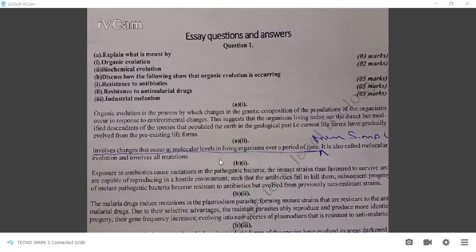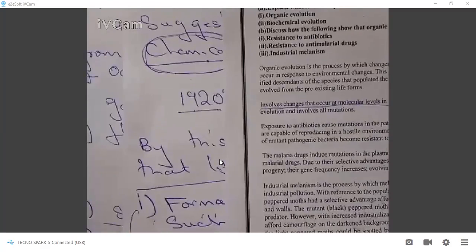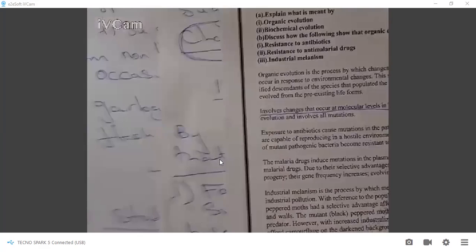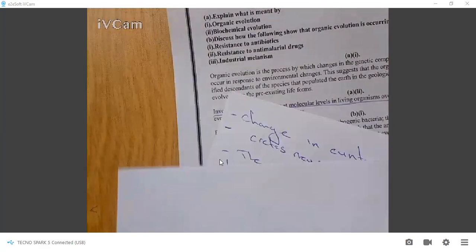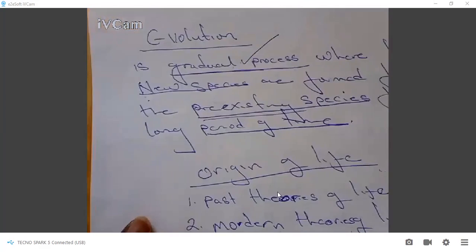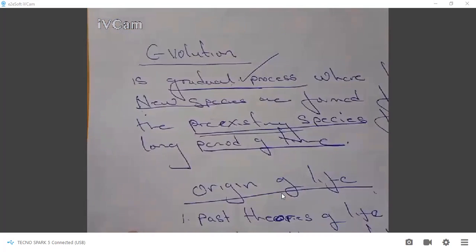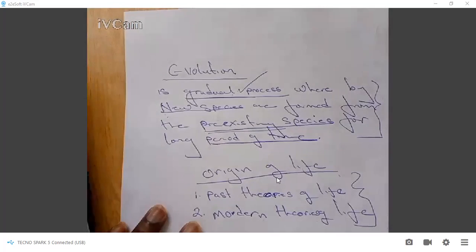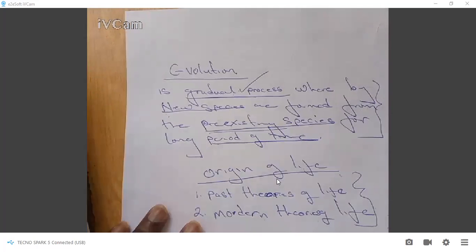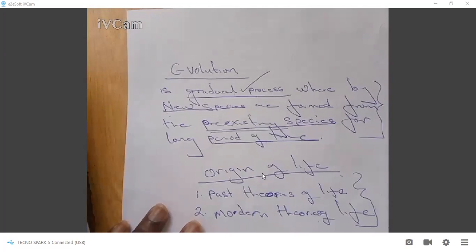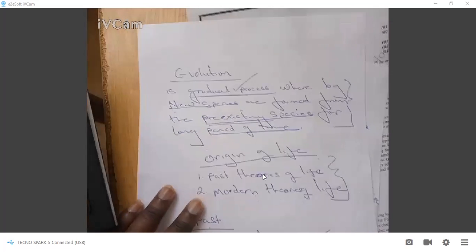Now we have finished the introduction of evolution. One, we have looked at what is evolution, which we said is a gradual process by which new species are formed from the pre-existing ones over a long period of time. Then we said origin of life.